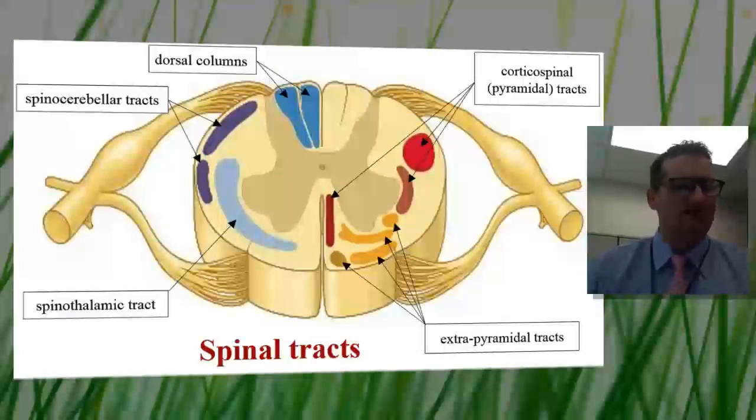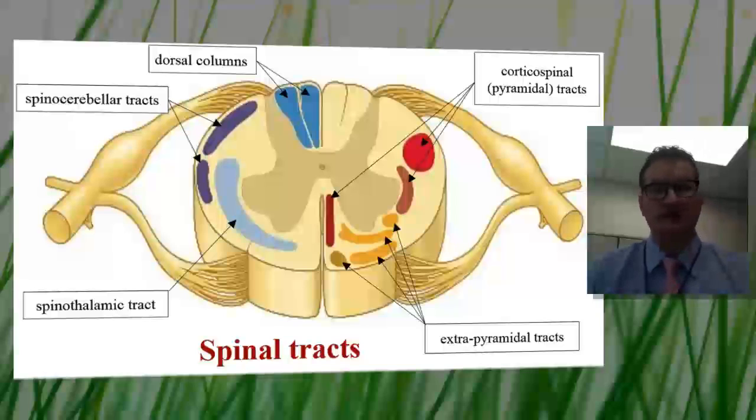Bundles of axons called tracts lie within the white matter, not the gray matter. They serve as routes of communication to and from the brain. All nerve fibers in a single tract have a similar origination, destination, and function. So you have ascending and descending tracts. Ascending tracts convey sensory signals such as pain up the spinal cord to the brain. Ascending tracts are the dorsal column, which are shown here. So these are ascending.